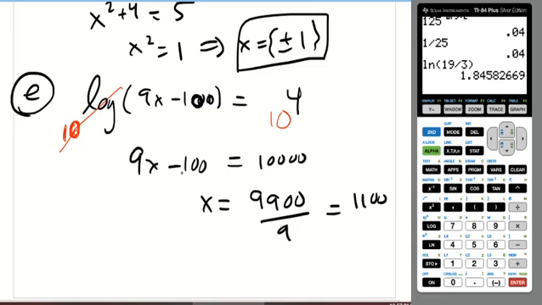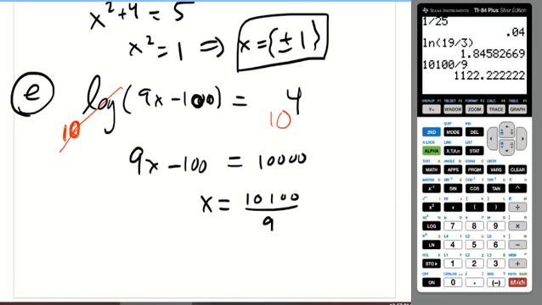That right? Oh no, I didn't do it right. It's 10,000 plus 100. Add 100 to both sides. Get 10,100, and then divide by 9. And I don't know what that is. That's the exact answer. So it is about 1122 and 0.2, 2 repeating, right?